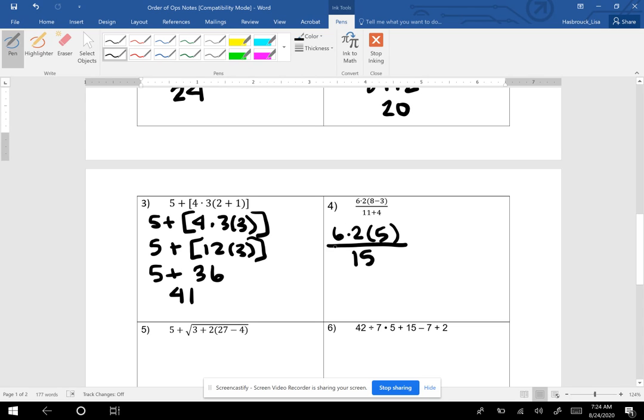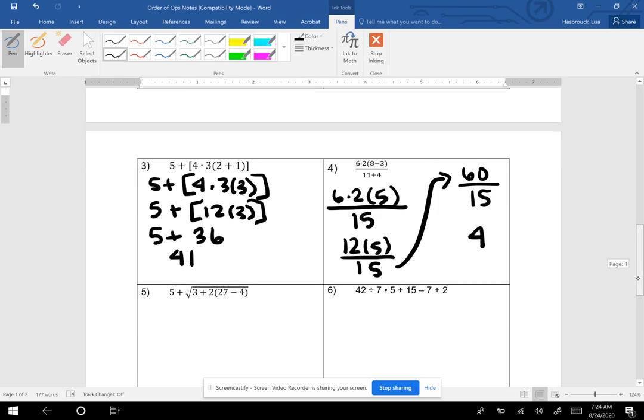Now it's all multiplication on the top. I'm going to go from left to right. 6 times 2 is 12. So I have 12 times 5 on the top, and I have 15 on the bottom. 12 times 5 on top is 60. I have 15 on the bottom. Now that I've simplified top and bottom, I'm going to look at it as a whole. 60 over 15. This does divide evenly and get a final answer of 4.